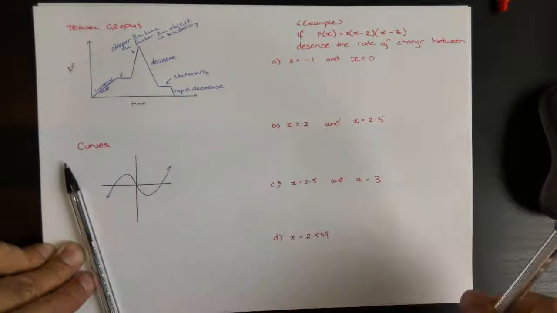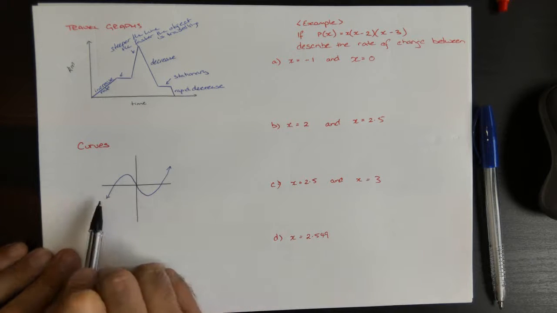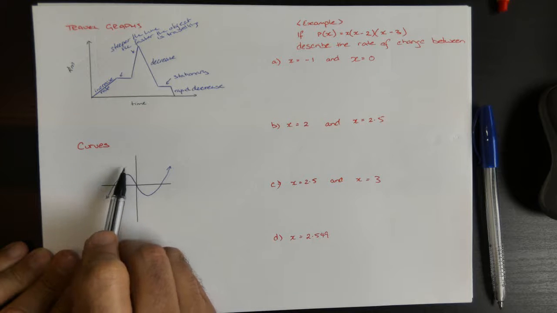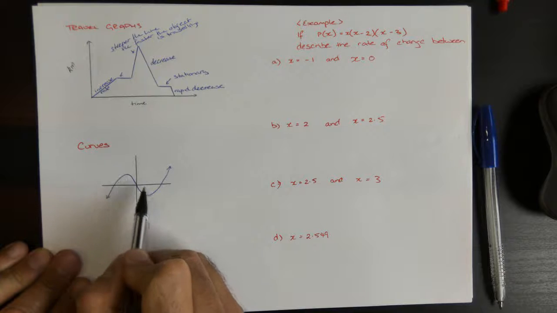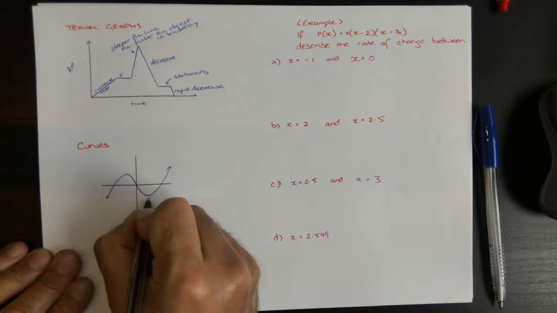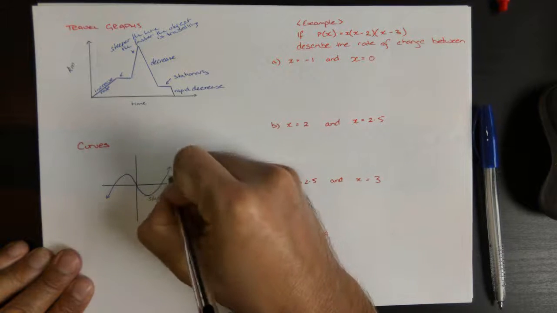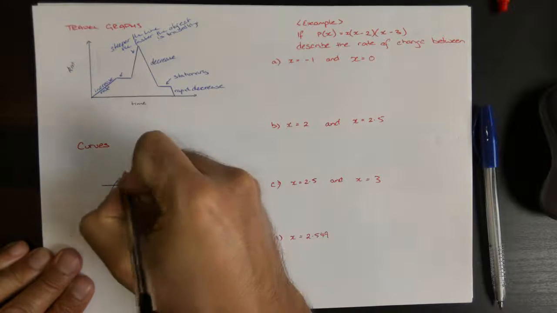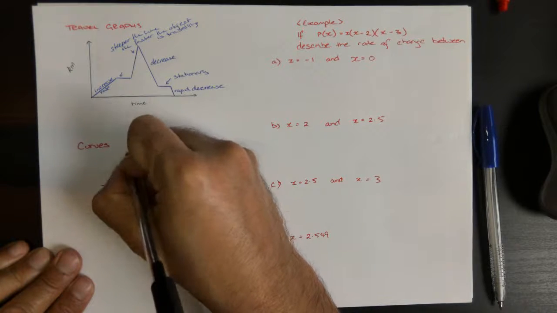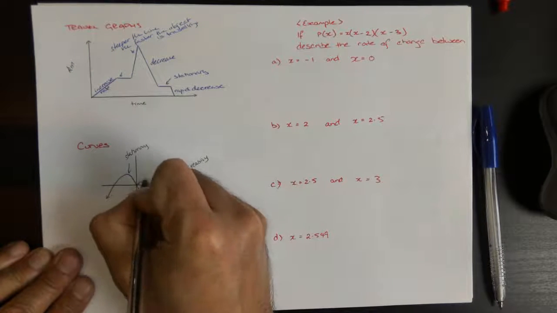So what happens if we're looking at curves? Obviously if the curve is going up to the right, we're talking about that's increasing. And if it's coming down to the left, it's decreasing. And if it stays at a point, we call that stationary. So this is increasing, and that's stationary at that point, sorry. And this is decreasing.